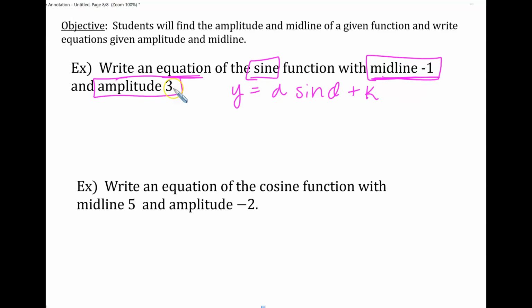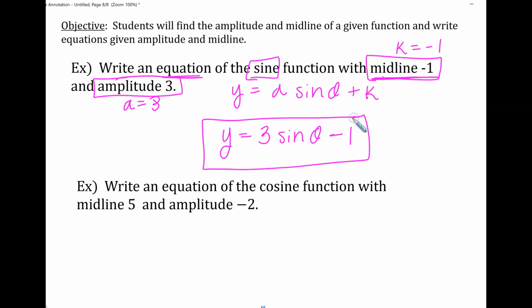Amplitude is 3, so this tells me your a value is 3. Midline, that's my k, is going to be -1. So my function is going to be y is equal to 3 sine theta minus 1, and this is my equation. So again, the midline is k, amplitude is a, and I have the sine function, so you just plug everything in, okay?